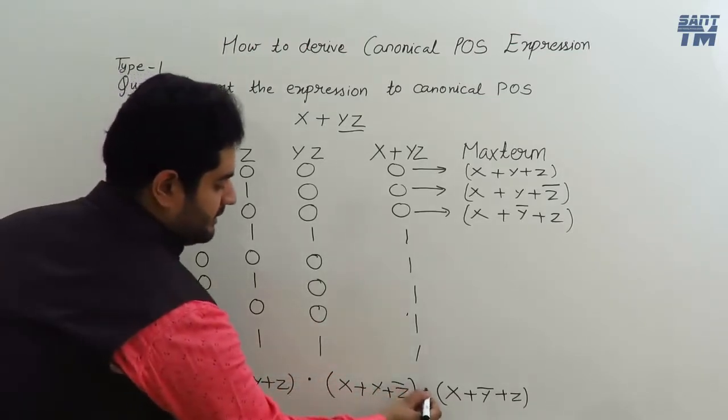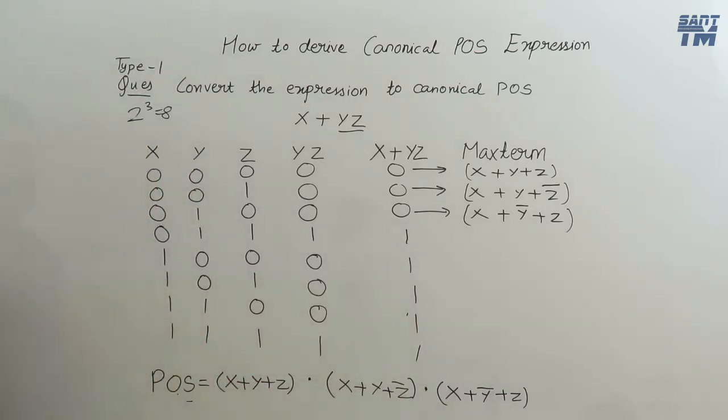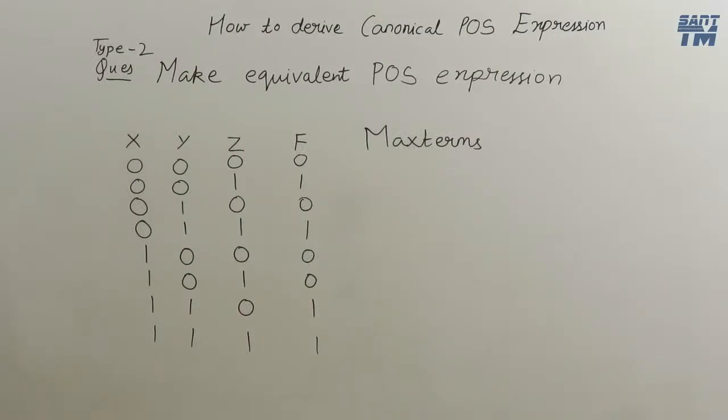Dot dot. So this is an expression for POS for this expression. I hope conversion of expression to canonical POS and canonical SOP is now clear to you. Now we will discuss another type of question, type 2 questions of this canonical POS.